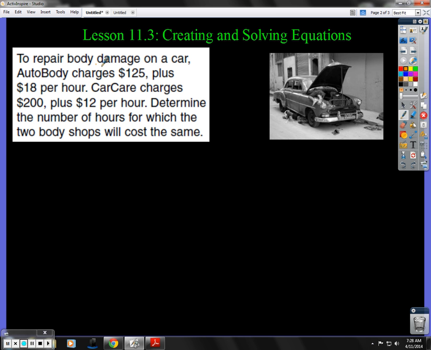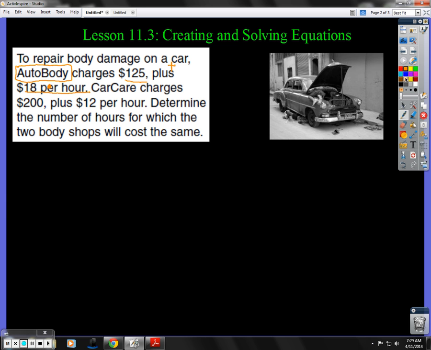To repair body damage on a car, auto body, we have one place, auto body. Now, auto body is going to charge us $125 right off the bat, as soon as we bring our car in there, if we sign a contract to let them do work on it, they're going to charge us $125 without even really touching the car. Plus, they're going to charge us $18 per hour. I'm thinking times here. $18 if they do 1 hour of work, 2 hours of work, 18 times 2 is 36.